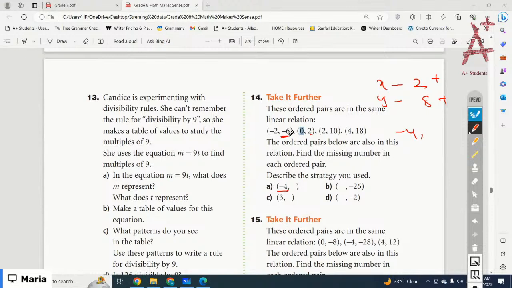Here you have negative 6, right? So you have to find the previous value, right? Negative 4 would be before negative 2. You have to do negative 6 and negative 8. That means negative 14. It would be negative 14. 3 and 14. Negative 26 and negative 7, and negative 2 and negative 1.